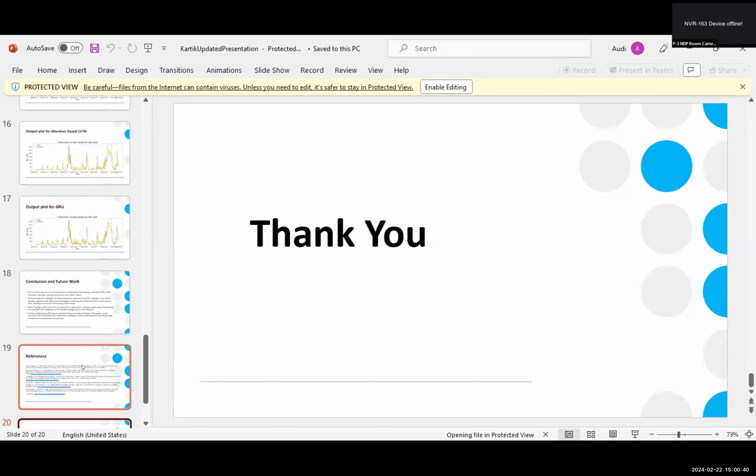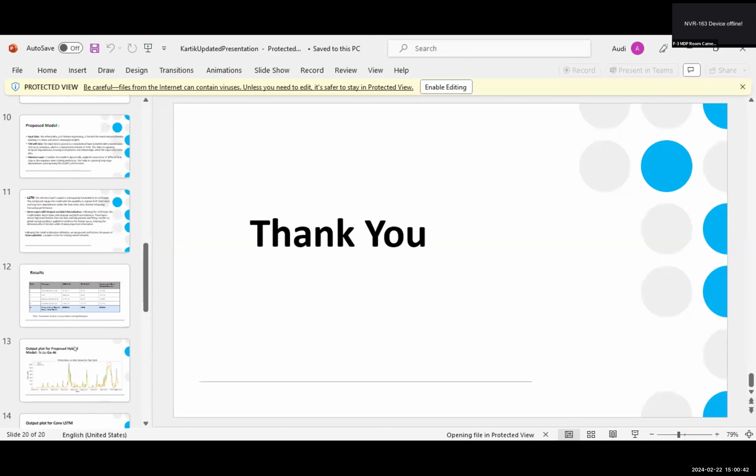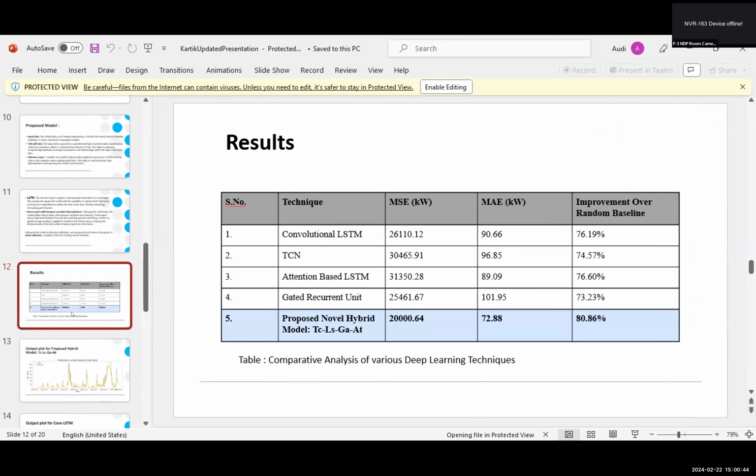As per your result, you were saying 76%, slide 12. Yes, sir. That's 76.19%. It is the improvement, meaning the error is less. We have taken a baseline. So the first 4 points are the traditional models that we already have. They have an improvement of about 76% as per the baseline, and our model has an improvement of 80% over the baseline. Okay, thank you. Thank you, sir.